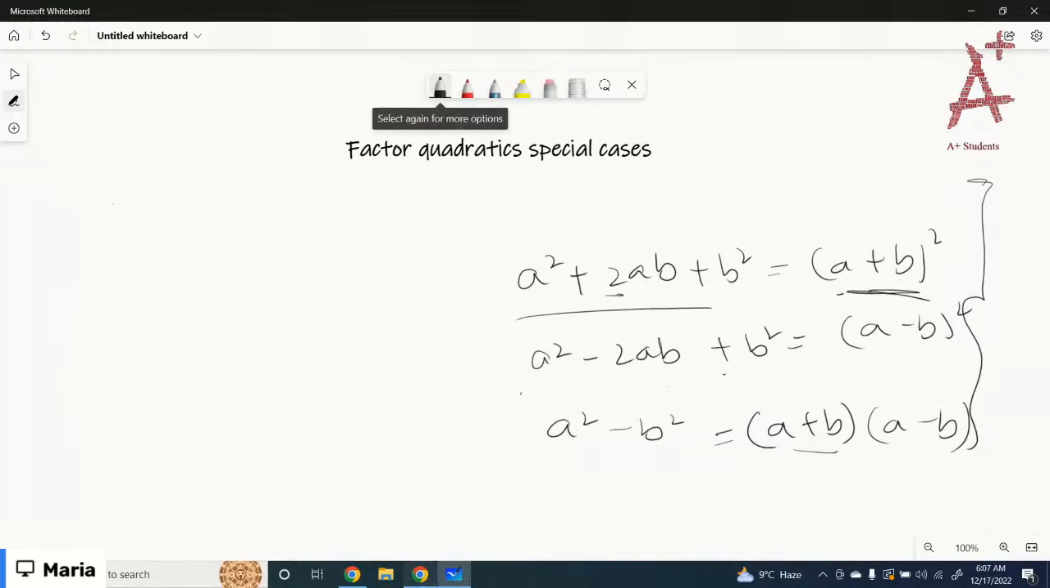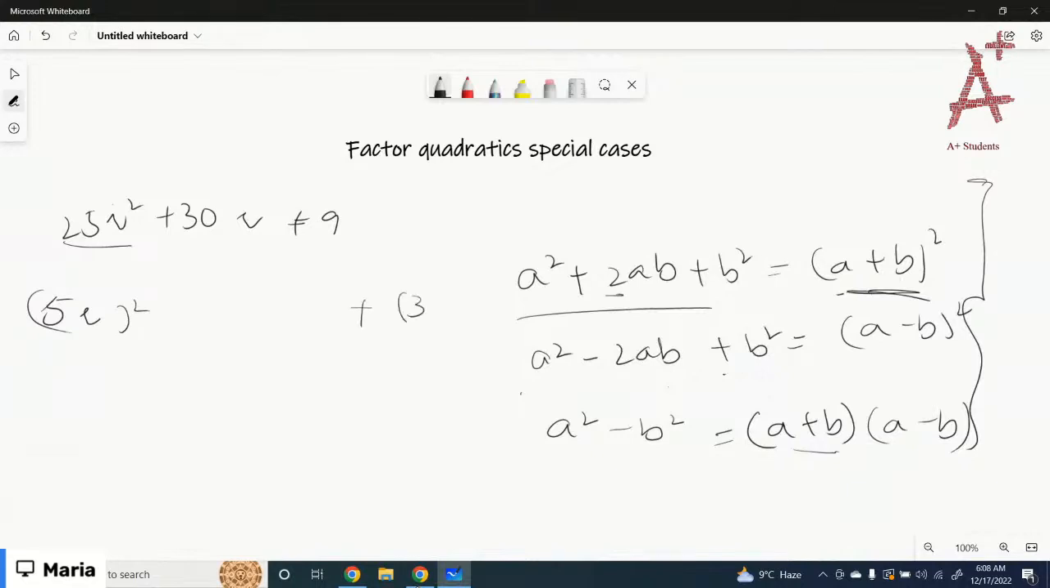Okay, 25r square plus 30r plus 9. Just look at the numbers to see if they are perfect squares. 25r square is the square of 5r, isn't it? And 9 is the square of 3.